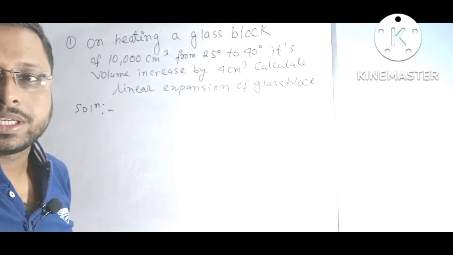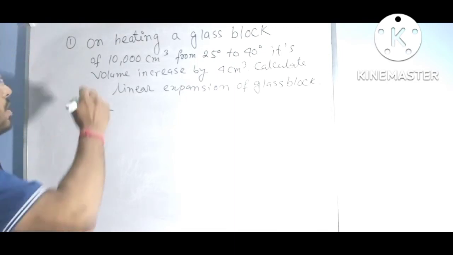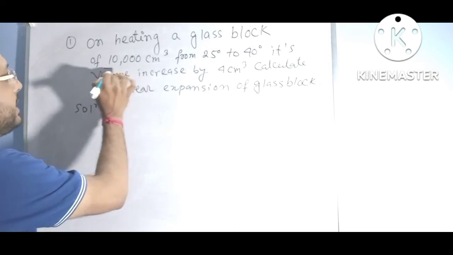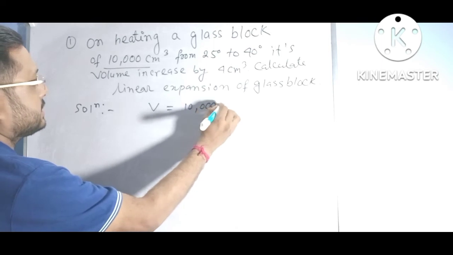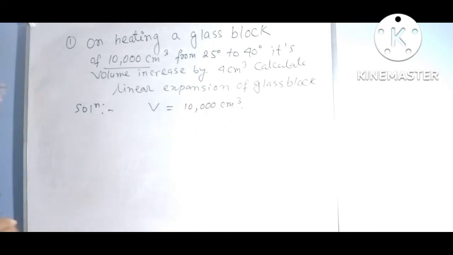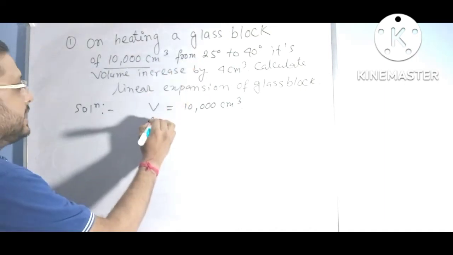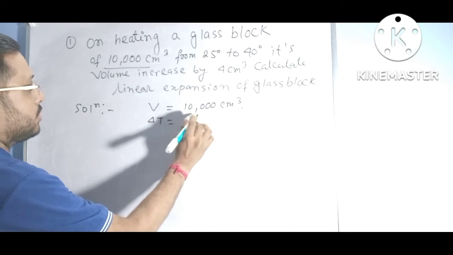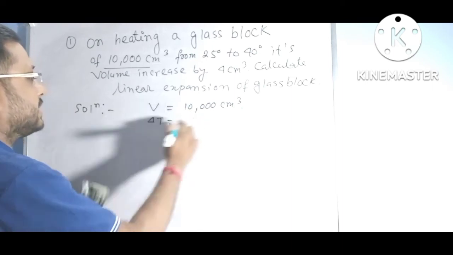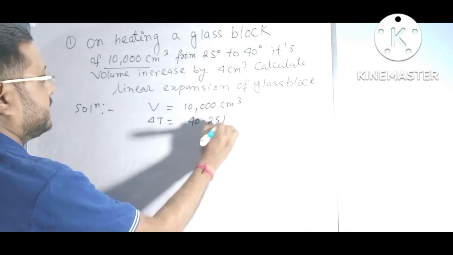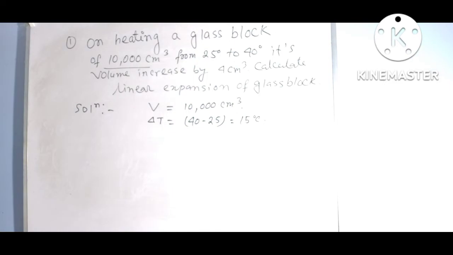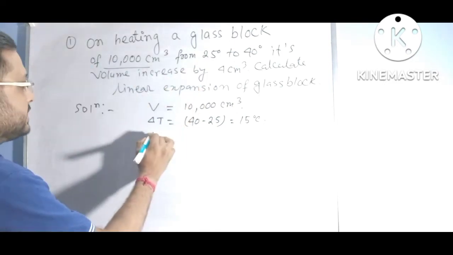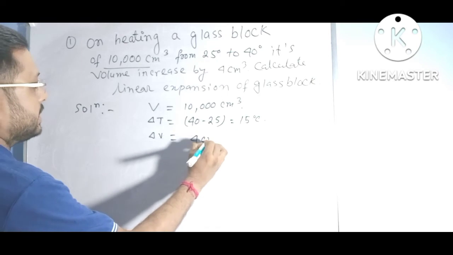At first, we can write down the parameters. The initial volume V is equal to 10,000 cm³. The temperature increase, delta T, is from 25 to 40, that is 40 minus 25, which is 15 degrees centigrade. Its volume increased by 4 cm³, that is delta V is 4 cm³.